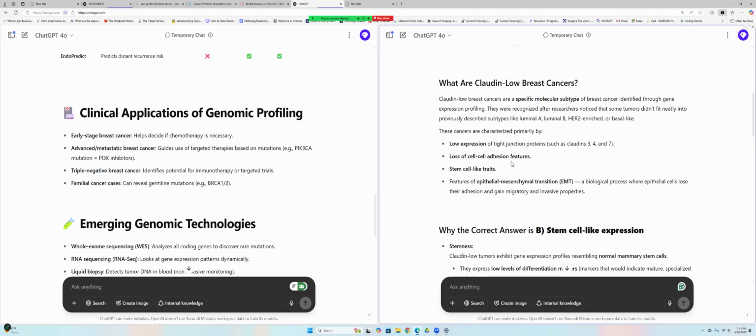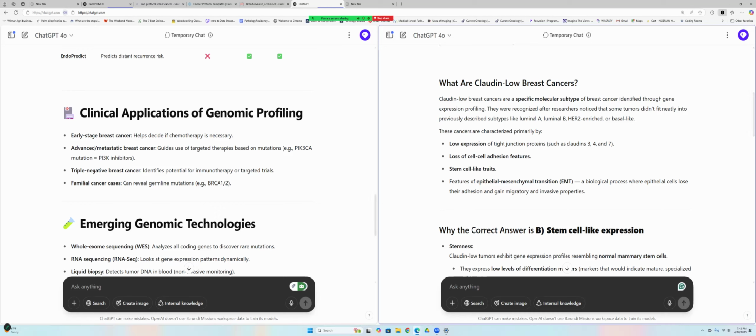Sorry. What are stem cell-like traits? What does it mean? Maybe stem cell-like means they are poorly differentiated. They have the capacity to differentiate into anything, right? That's what I think.